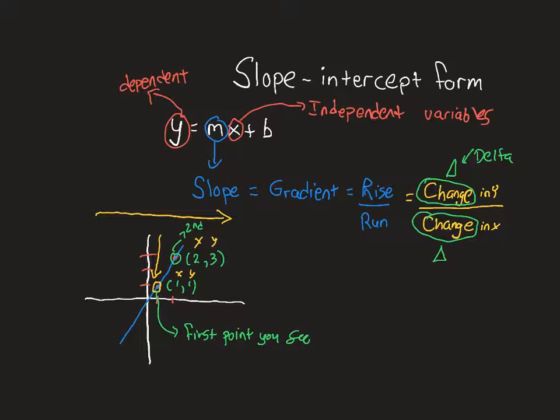So what does this all mean? The first point you see, you'd label your x and y there as x1, y1. Why? Because it's the first point you saw. And the second point, you'd label it as x2, y2. Again, that's because it's your second point. So what do I do with this information? Well, you find your change in y by seeing y2 minus y1 divided by x2 minus x1.